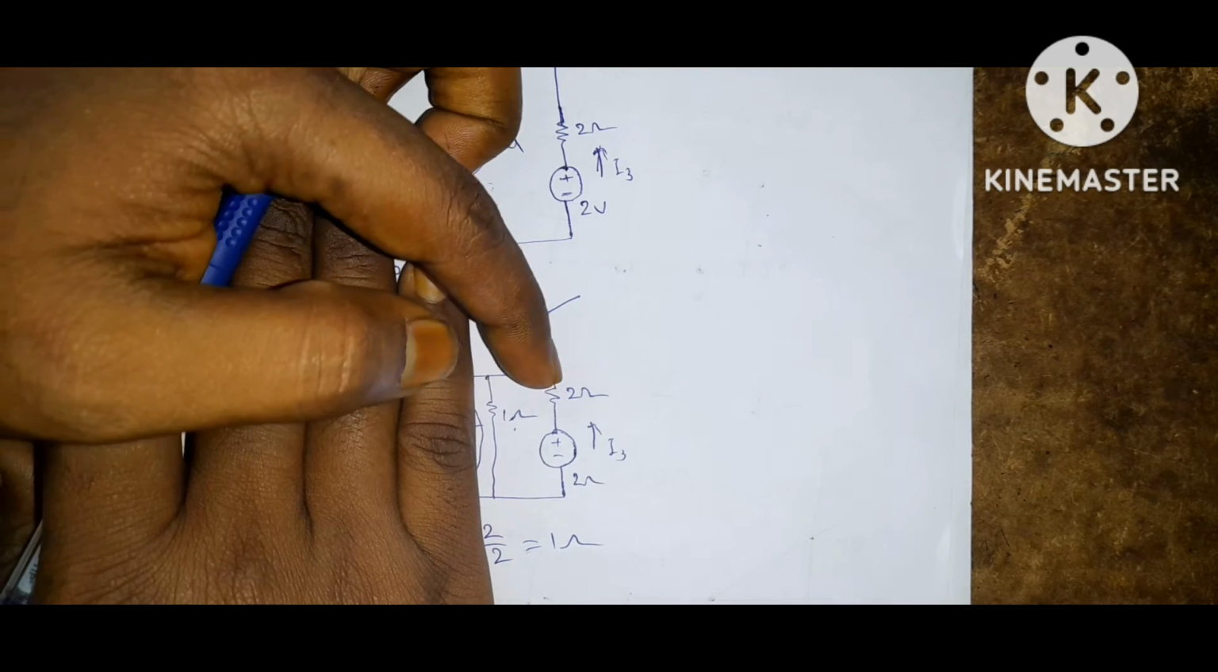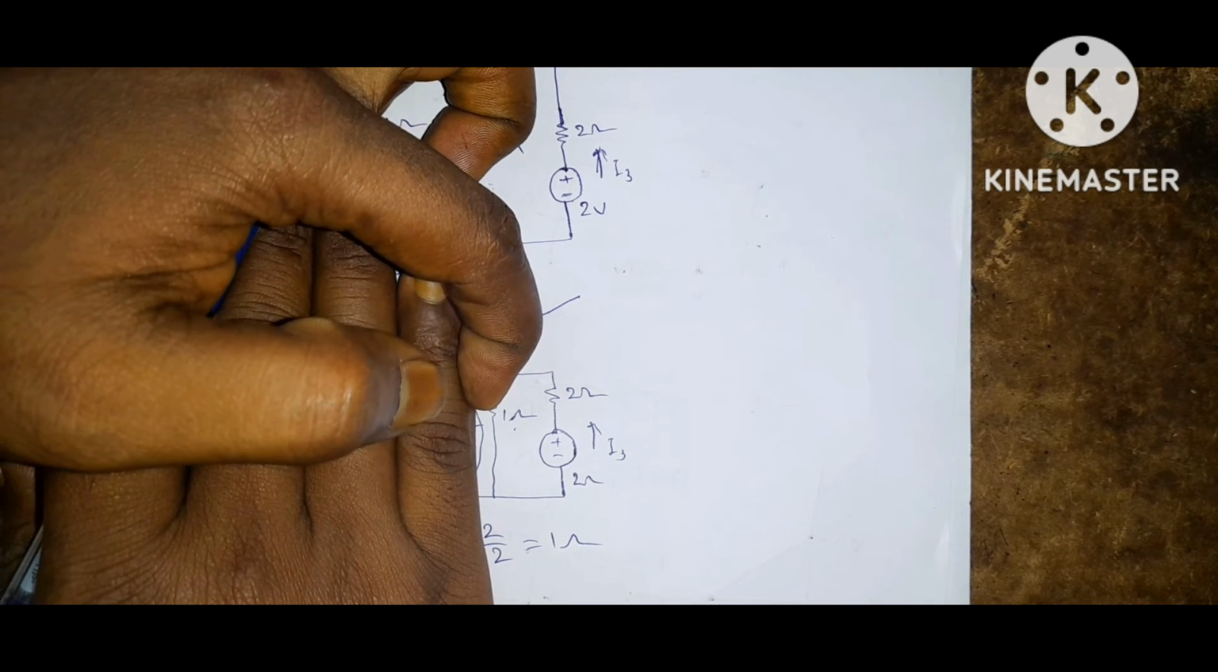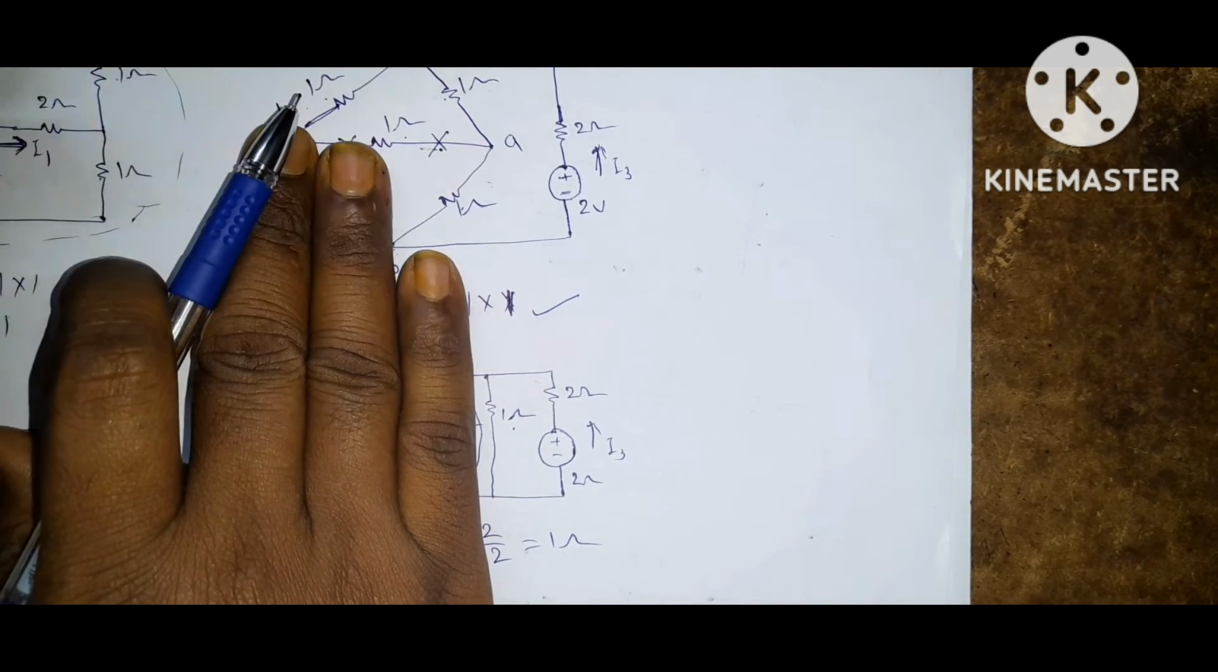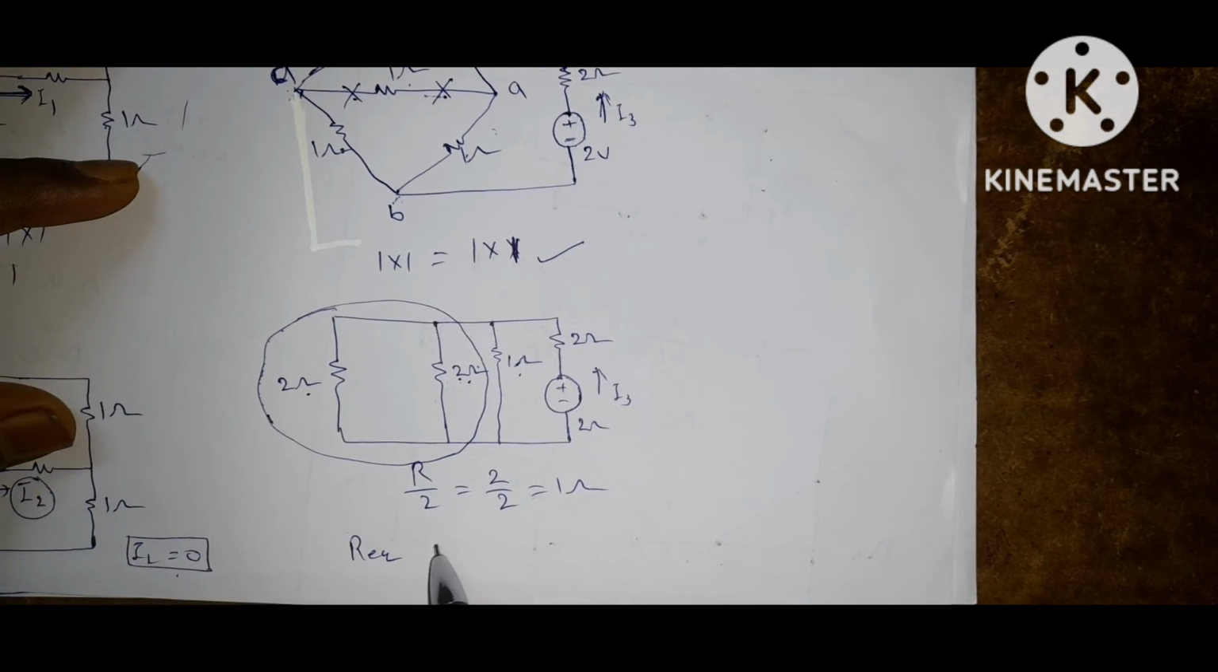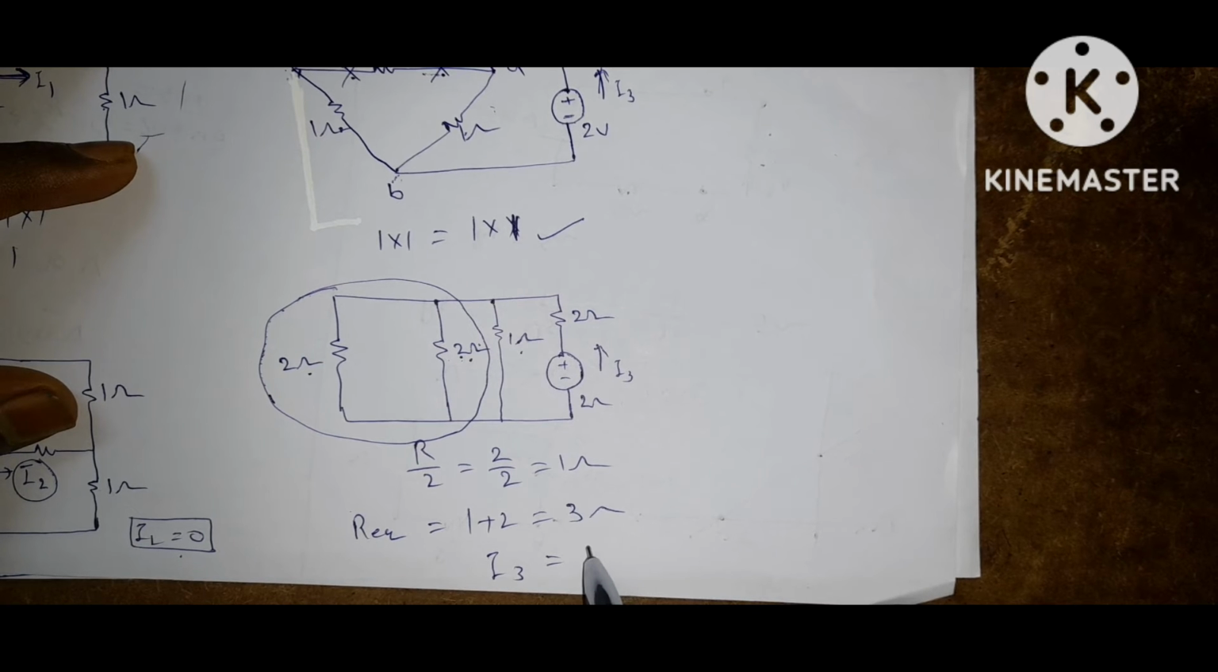What is the remaining circuit? This 2 ohm and this 1 ohm are connected in series. If two resistors are connected in series, what is R equivalent? R equivalent is equal to the summation of two resistors, that is 1 plus 2 is equal to 3 ohms. Now what is I3? By Ohm's law, I3 is equal to V by R equivalent, 2 by 3 amperes.